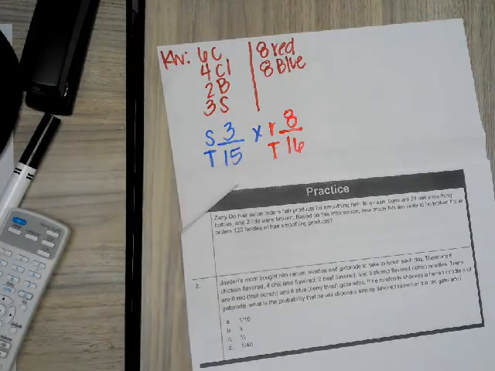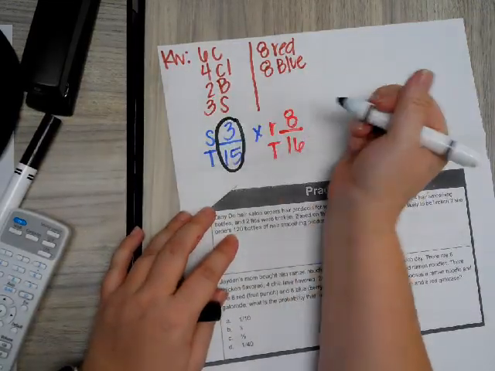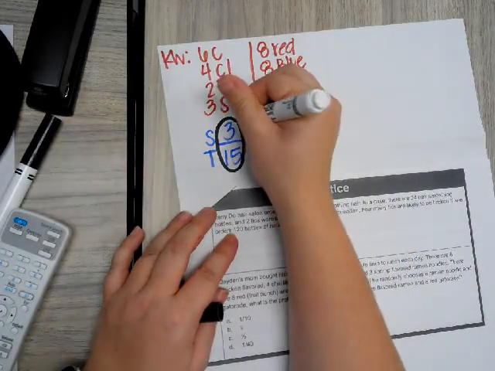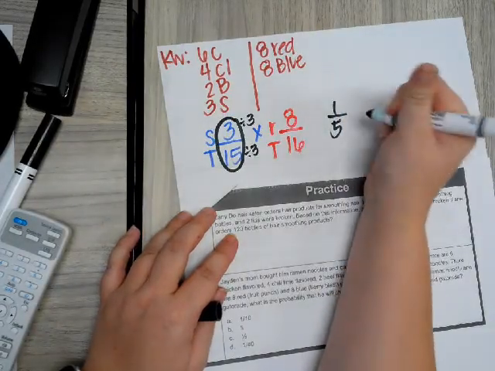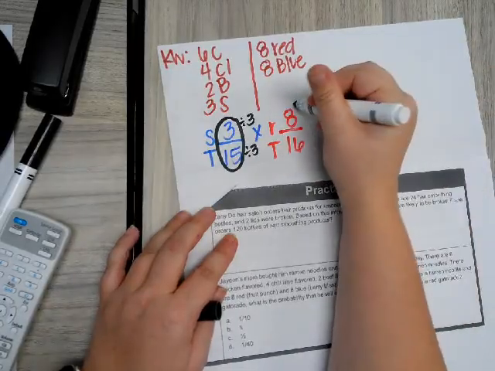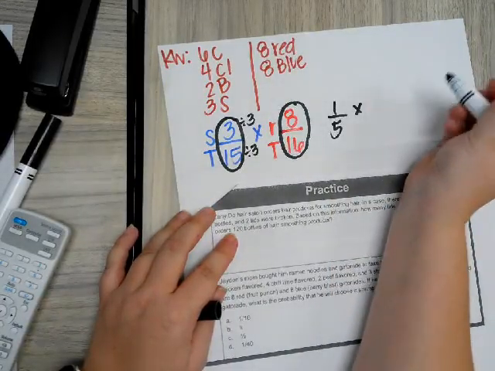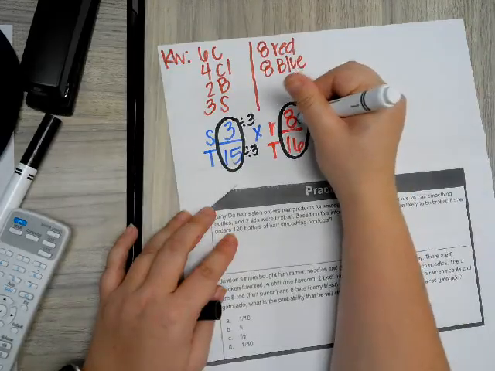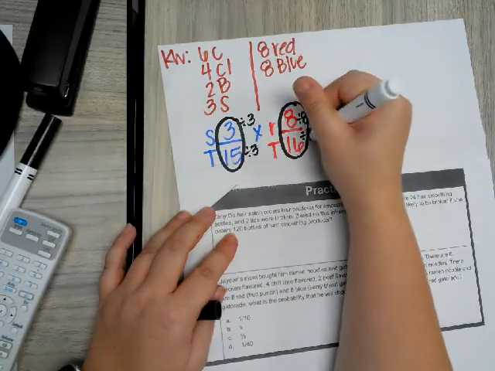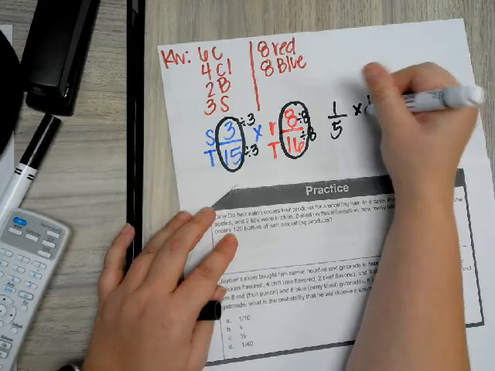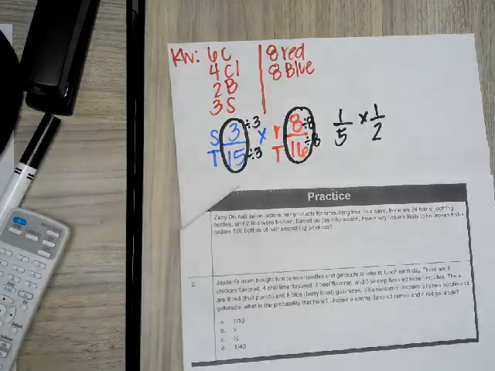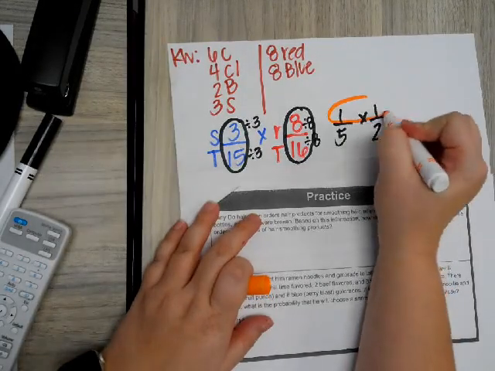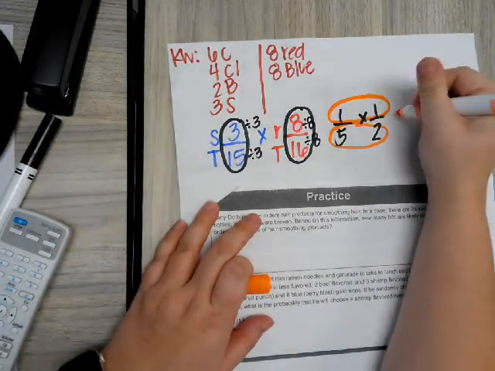Let's look at our fractions. Can I simplify 3 out of 15? I could, right? And get 1/5. Can I simplify 8 and 16? I can. I can simplify that by 8. Get 1/2. So now, if I multiply them together, I get 1 out of 10.